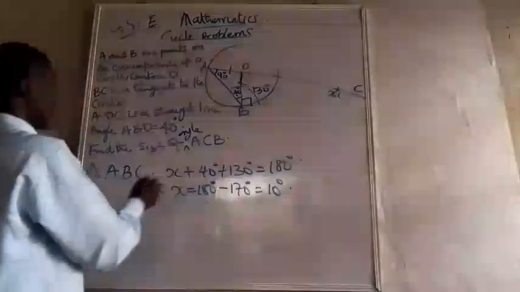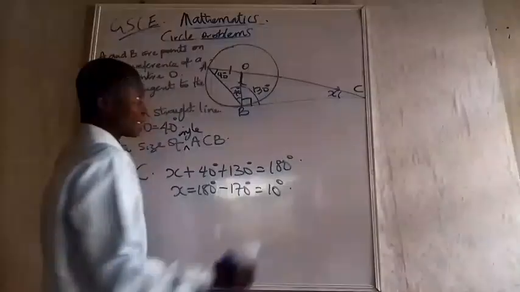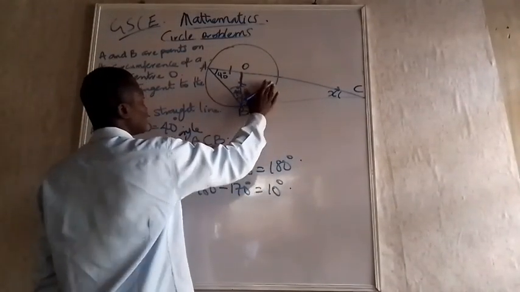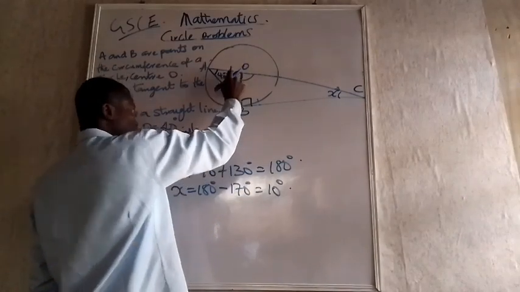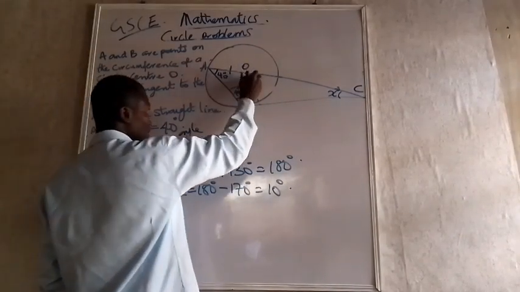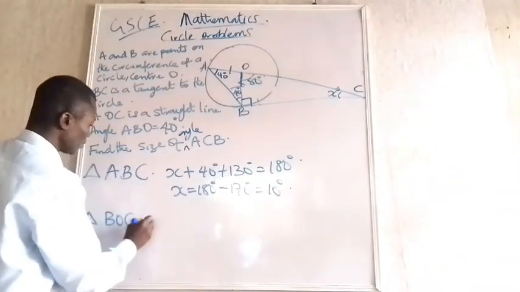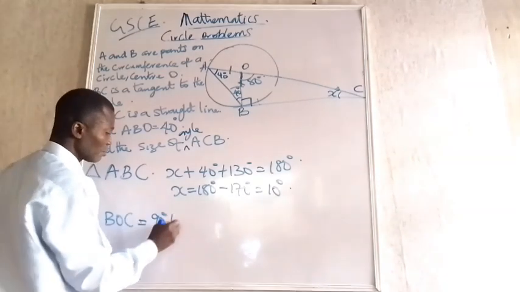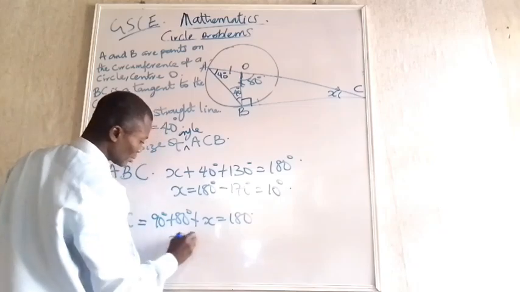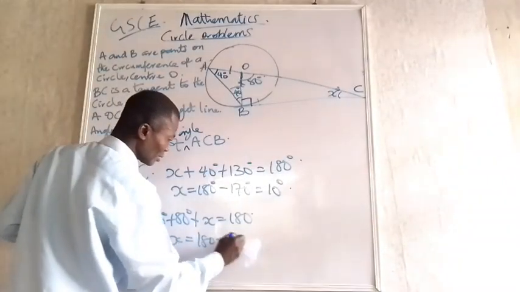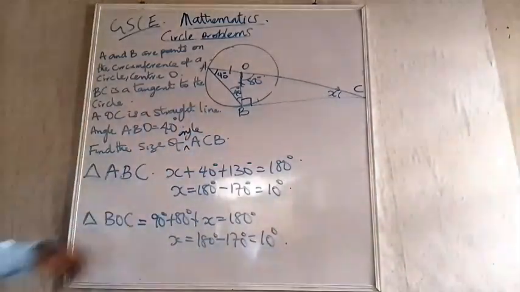And like I said, you can consider triangle BOC. So if you want to do that, you just need to find this angle here. And this one, by the time you look at it, you might find this one, then subtract from 180, but at the end of the day, this place will be 80 degrees. So we are going to have triangle BOC, and that's going to be 90 degrees plus 80 degrees plus x is equal to 180. So x will be equal to 180 minus 170, which is 10 degrees. So you can see, very simple.